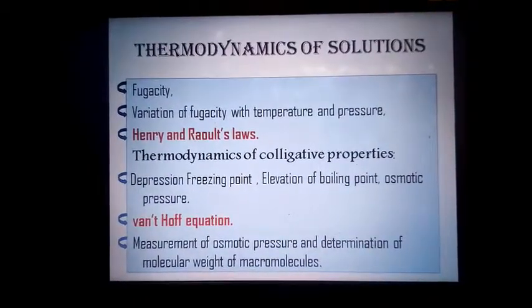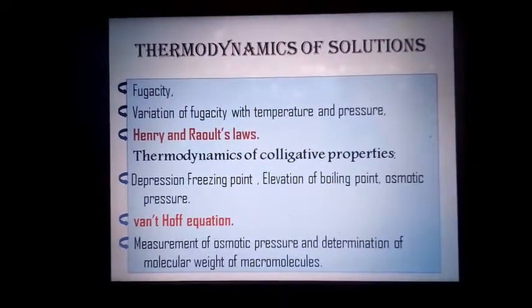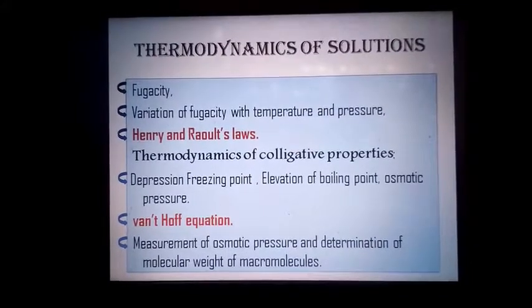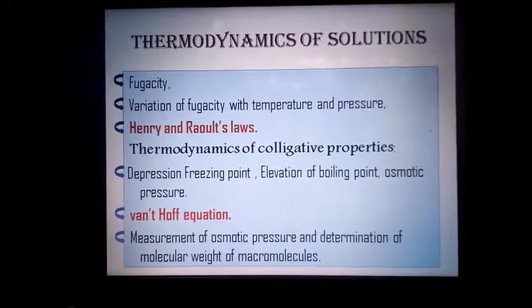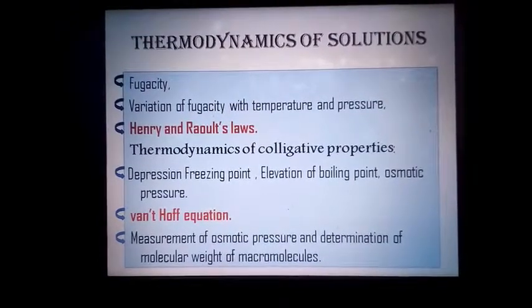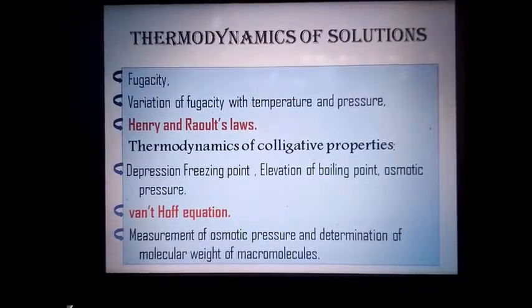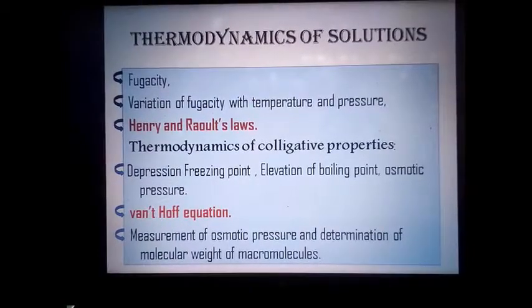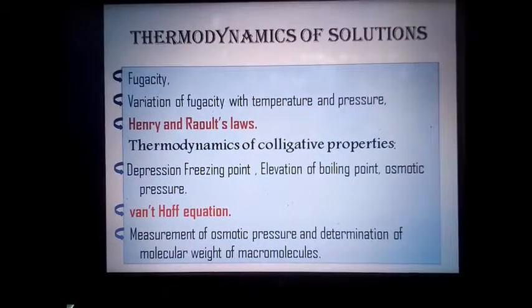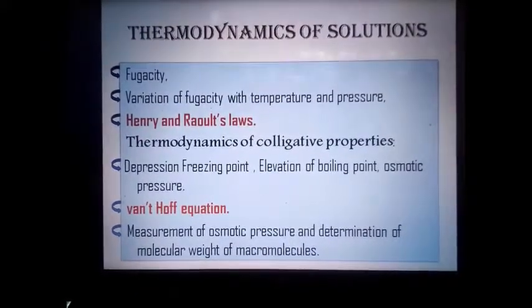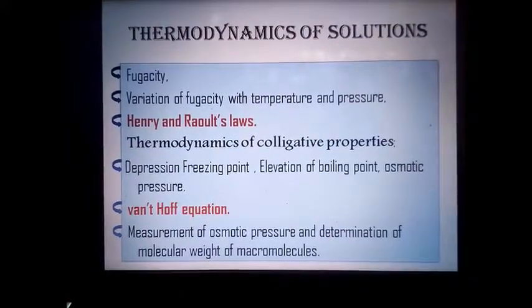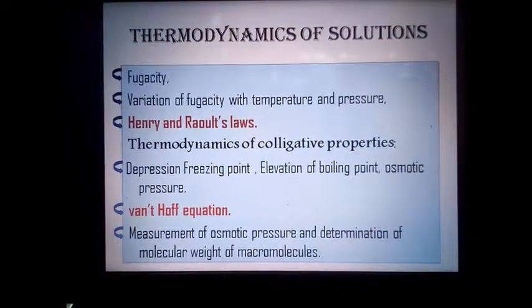And next is thermodynamics of solutions, in which we have to study fugacity, variation of fugacity with temperature and pressure, Henry's and Raoult's law, very important, thermodynamics of colligative properties, in which we have to study depression of freezing point, elevation of boiling point, osmotic pressure. And the next is the Van 't Hoff equation, very important in view of entrance examinations, measurement of osmotic pressure and determination of molecular weight of macromolecules.